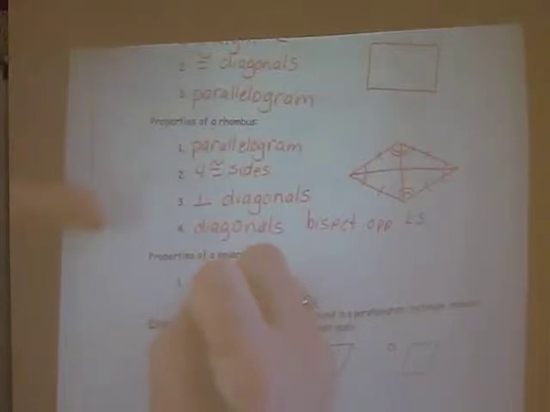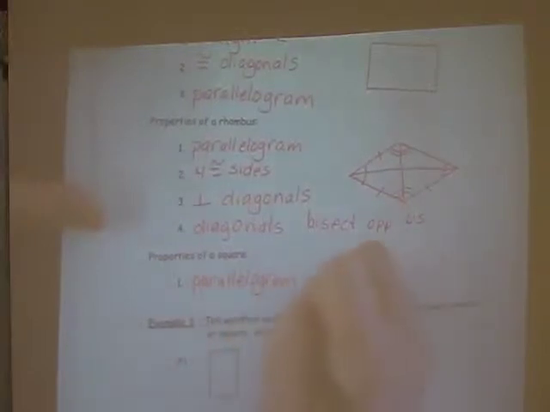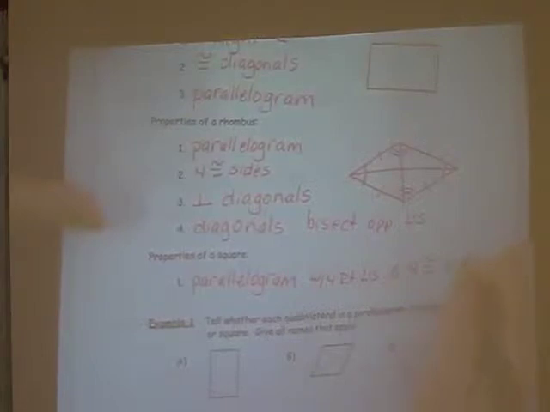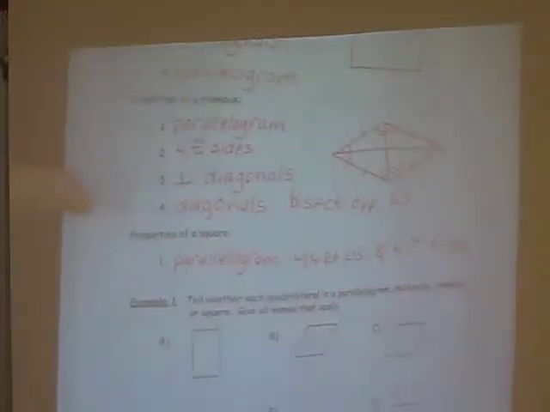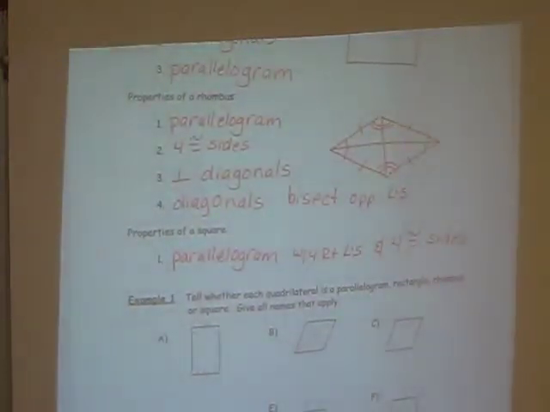And a square is a parallelogram with 2 things. It has 4 right angles, and it has 4 congruent sides. So a square is kind of a combination of a rectangle and a rhombus.